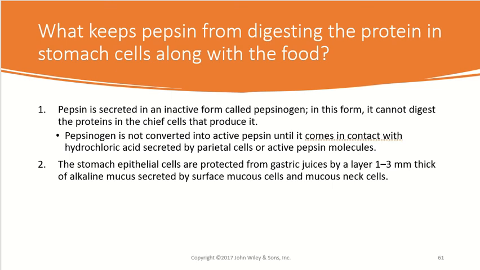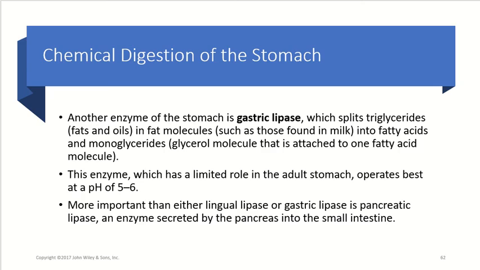Additionally, the stomach epithelial cells are going to be protected from those gastric juices by a layer, anywhere between 1 to 3 millimeters thick, of alkaline mucus that's going to be secreted by surface mucus cells as well as mucus neck cells. And this is going to form a protective layer to keep that pepsin from basically eating your stomach from the inside out. So that's important.